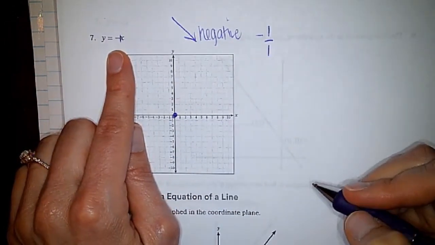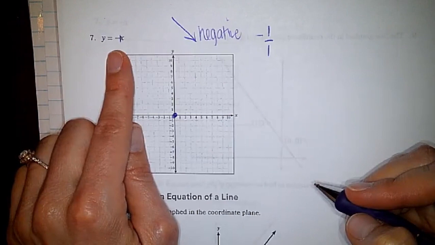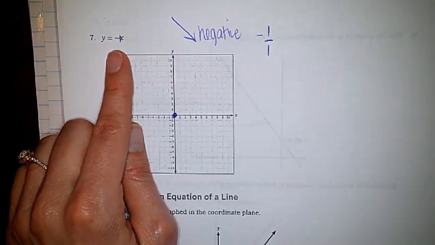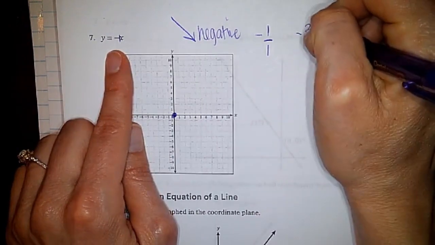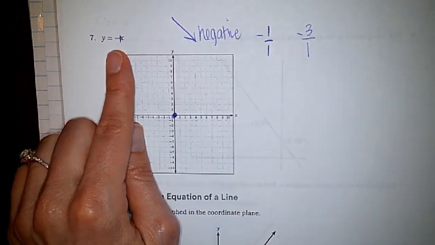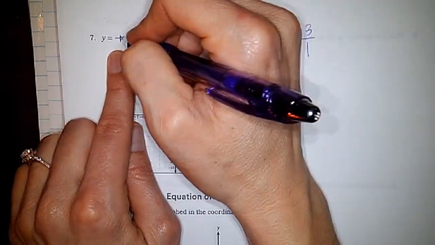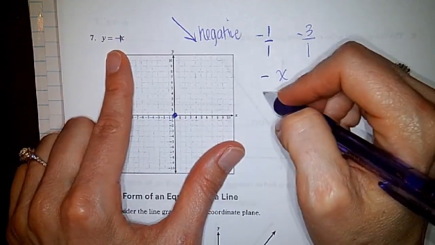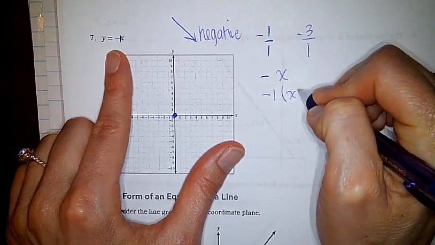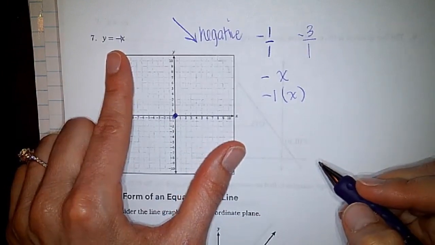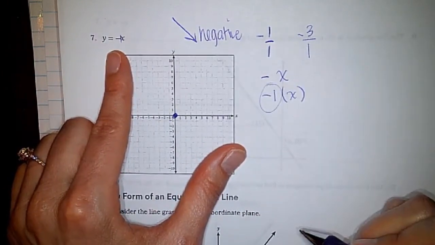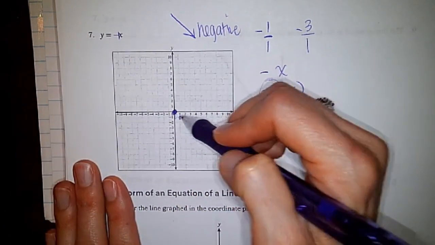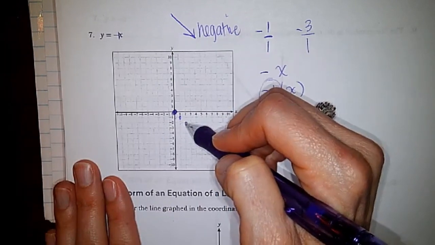Because any number can be written over what? 1. So if I had a -3 right there, you could go down 3 over 1. Anytime you have a negative number next to an x, it's the same as saying a negative 1 times that value of x. So, this is our slope. Our slope is a negative 1. So we're going to go down 1, over 1. Down 1, over 1. Like this. Yes, sir.